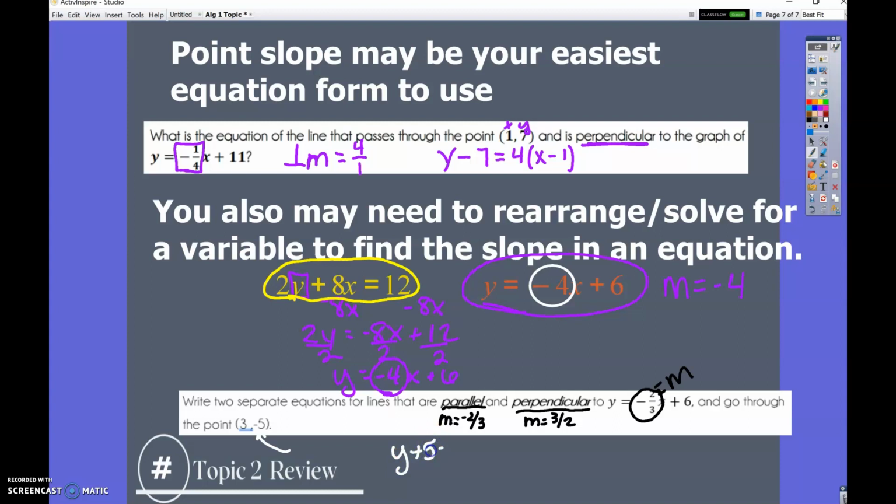y plus 5 equals -2/3 times x minus 3 would be for my parallel line. Sometimes we note parallel with those two slanted lines, as opposed to y plus 5 equals 3 over 2 times x minus 3. That would be for my perpendicular line. If someone wanted these in slope-intercept, of course, you could multiply your slopes through and solve for y. But keep in mind, parallel has the same slope and perpendicular has the opposite reciprocal slope. Go ahead and give number 8 a try on your review.